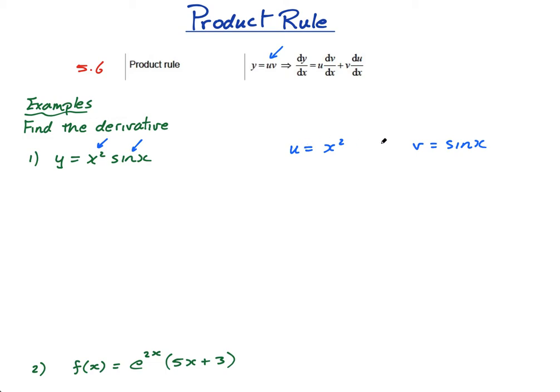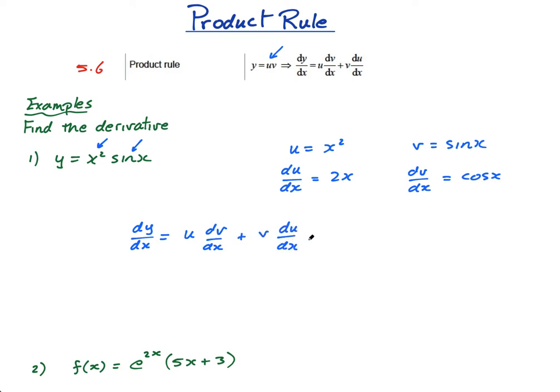So take your time. At the side, you let u equal the first one, v equals the second one, and then you differentiate u. You get du dx equals 2x. Then you get dv dx. dv dx equals cos x. Now you're ready to use this formula. We say dy dx equals u times, like you don't have to write out the formula every time, but I'm going to write it down here. u times dv dx plus v times du dx.